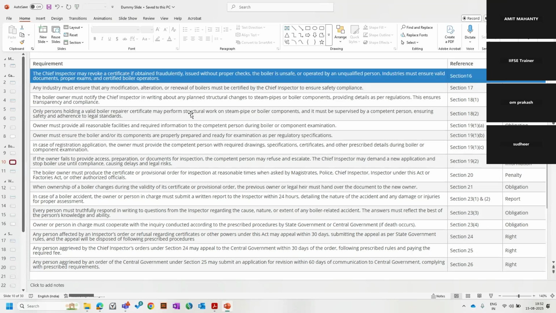The boiler owner must notify the chief inspector in writing about any planned structural changes to steam pipes or boiler components, providing details as per regulations. This ensures transparency and compliance.